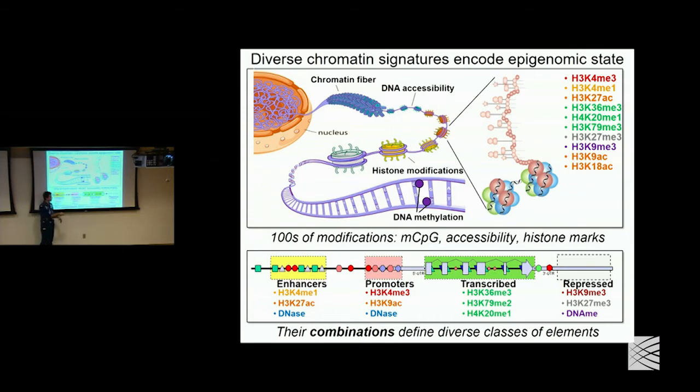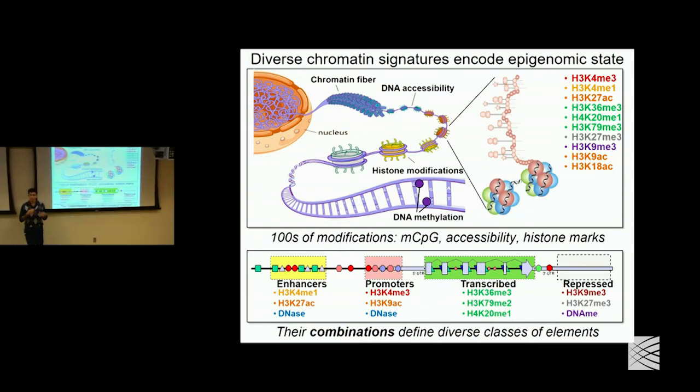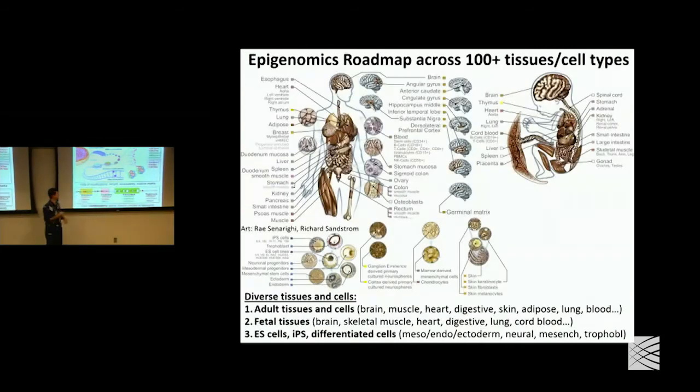Other regions are repressed, and these have very specific markings. Other regions are transcribed, and these have very specific markings. So the specific combinations of these marks define different classes of elements. Who's 100% with me so far? Raise your hands. Awesome, great.